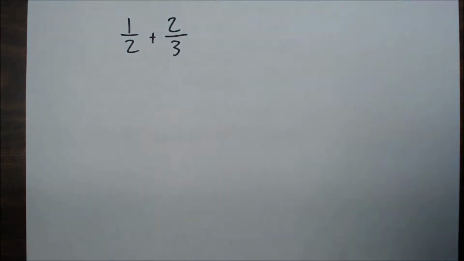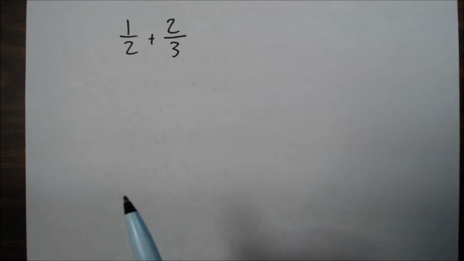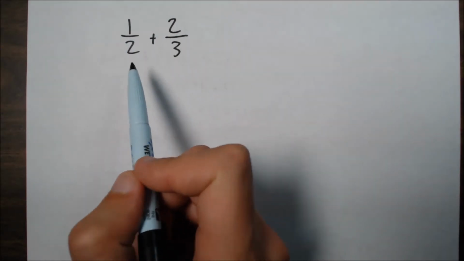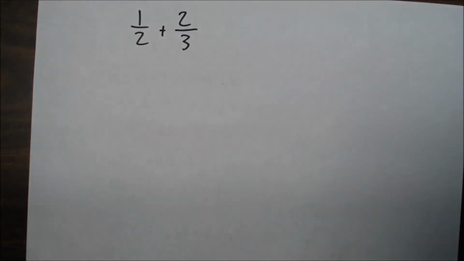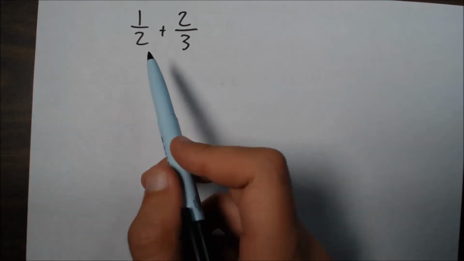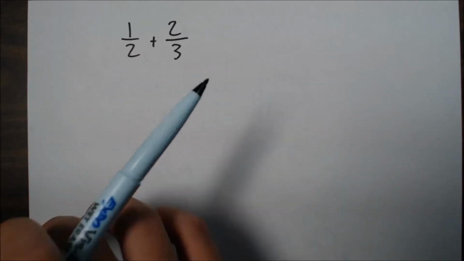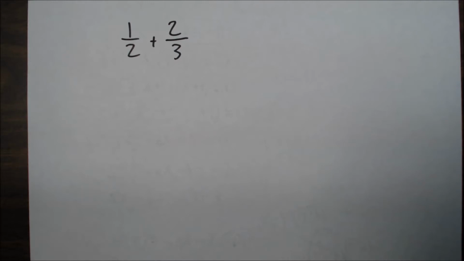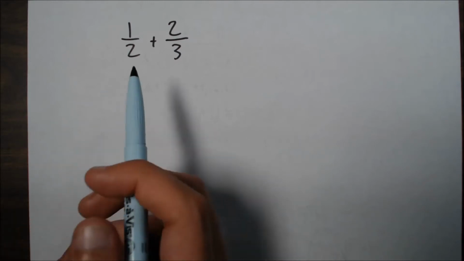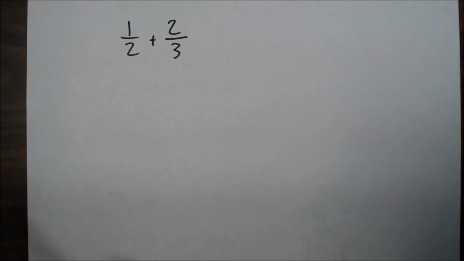First thing you have to do is get a common denominator. Adding and subtracting fractions, in my opinion, is actually harder than multiplying fractions. Because if we were multiplying, you would just do the top times the top, the bottom times the bottom, and that's what you get. When we're adding and subtracting, we have to have a common denominator. So a common denominator for 2 and 3 would be their least common multiple. The least common multiple of 2 and 3 is 6.